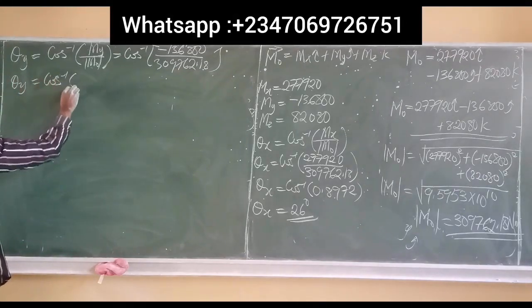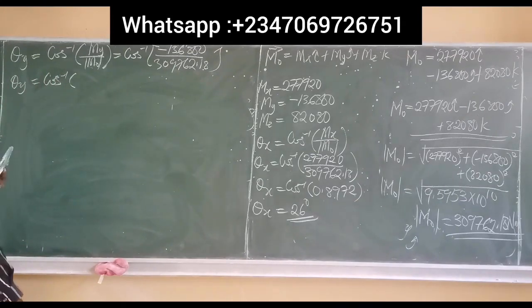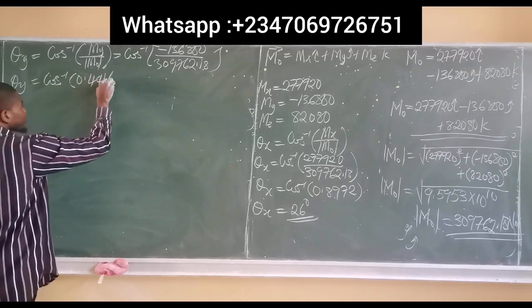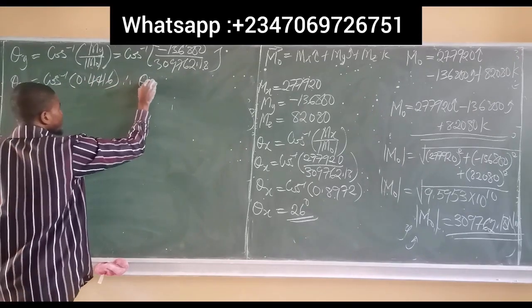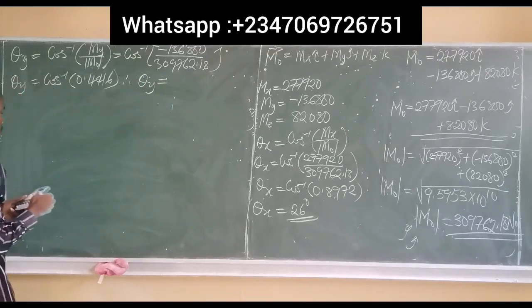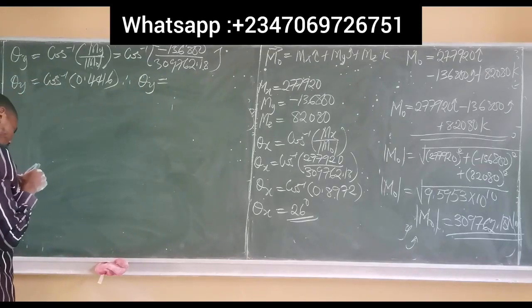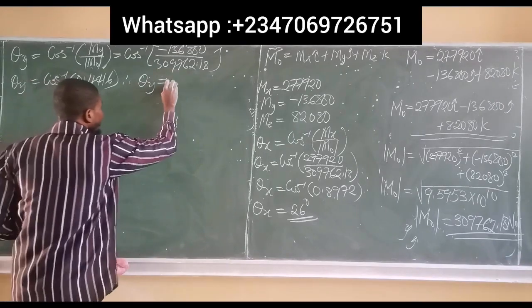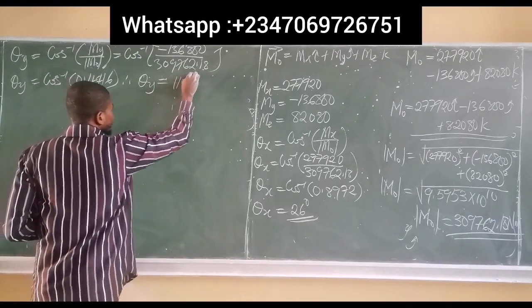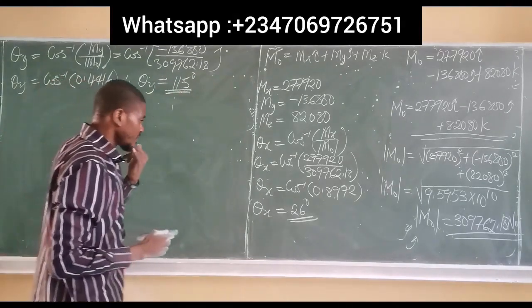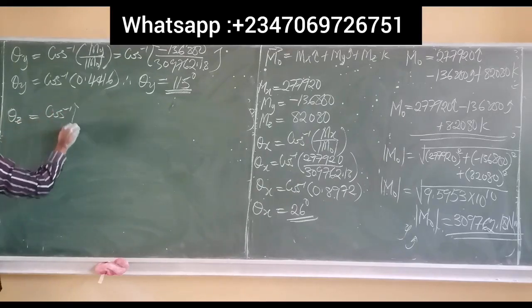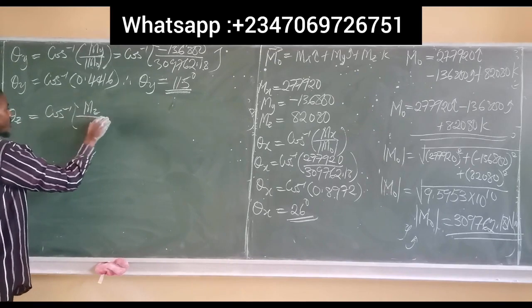That gives us cos inverse of 0.4416. Therefore, theta y is equal to the cos inverse of that result. Cos inverse of the answer gives us approximately 115 degrees. And finally, theta z is equal to cos inverse of moment about z all over the magnitude of moment about point O.